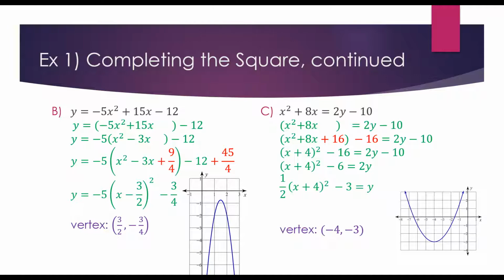Put our vertex on our graph. And then if we go over one space from our vertex, we should be going up half a space on either side. Put those points on our graph and we can sketch in our curve.